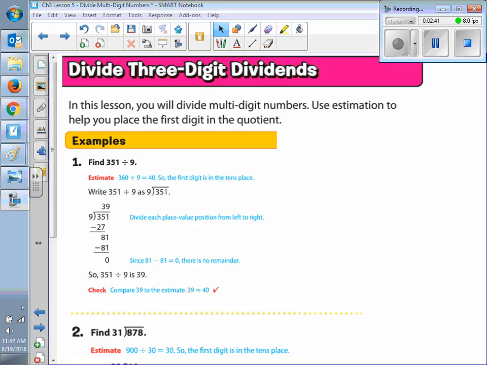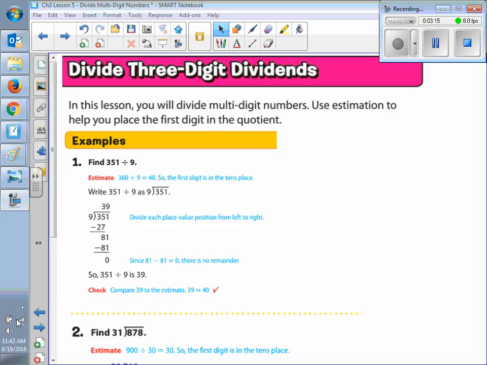All right, so we're going to divide 3-digit dividends. In this lesson, you will divide multi-digit numbers, and we're going to use estimation to help us place the first digit in the quotient. Now, you don't have to write all this, but I do want you to write the section title, okay? You're going to write divide 3-digit dividends. So, here we have 351 divided by 9. Okay?